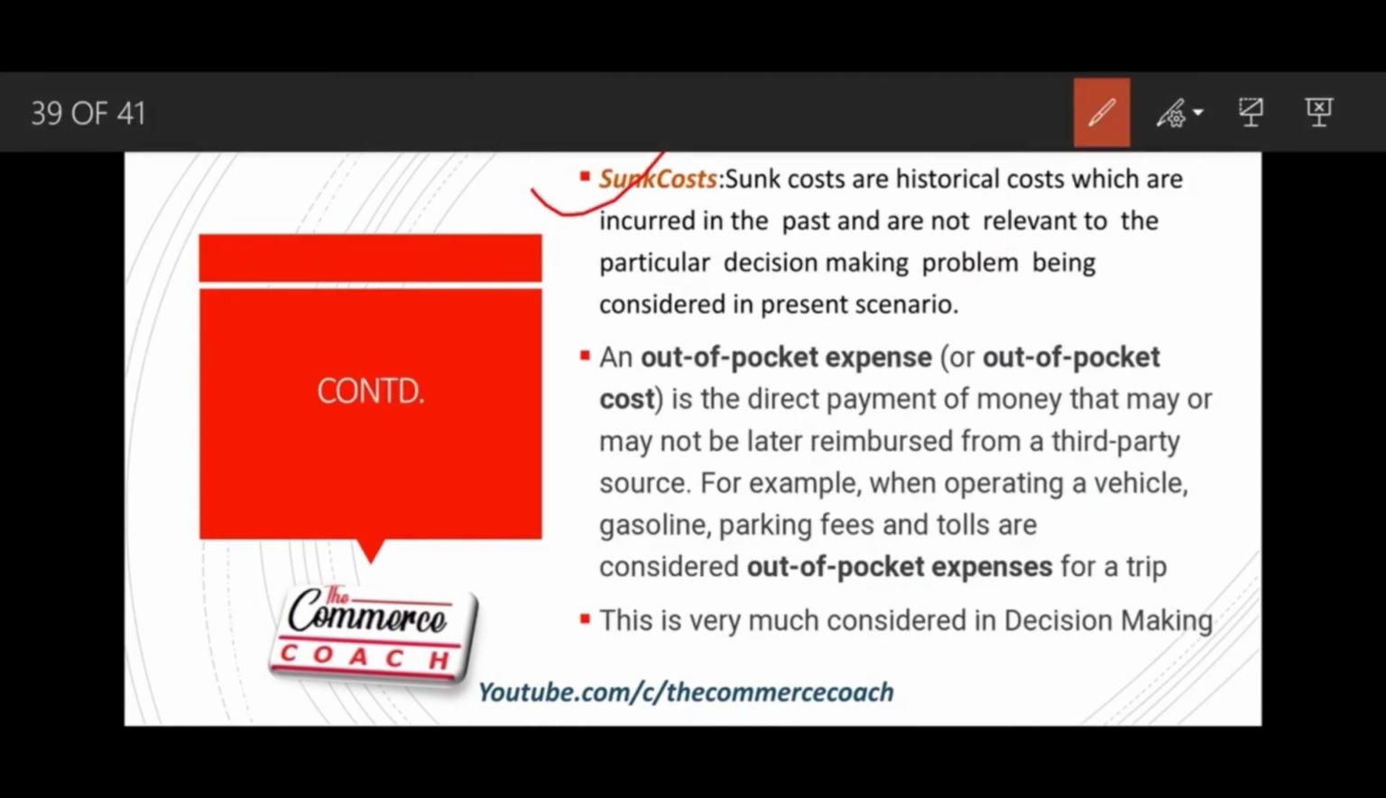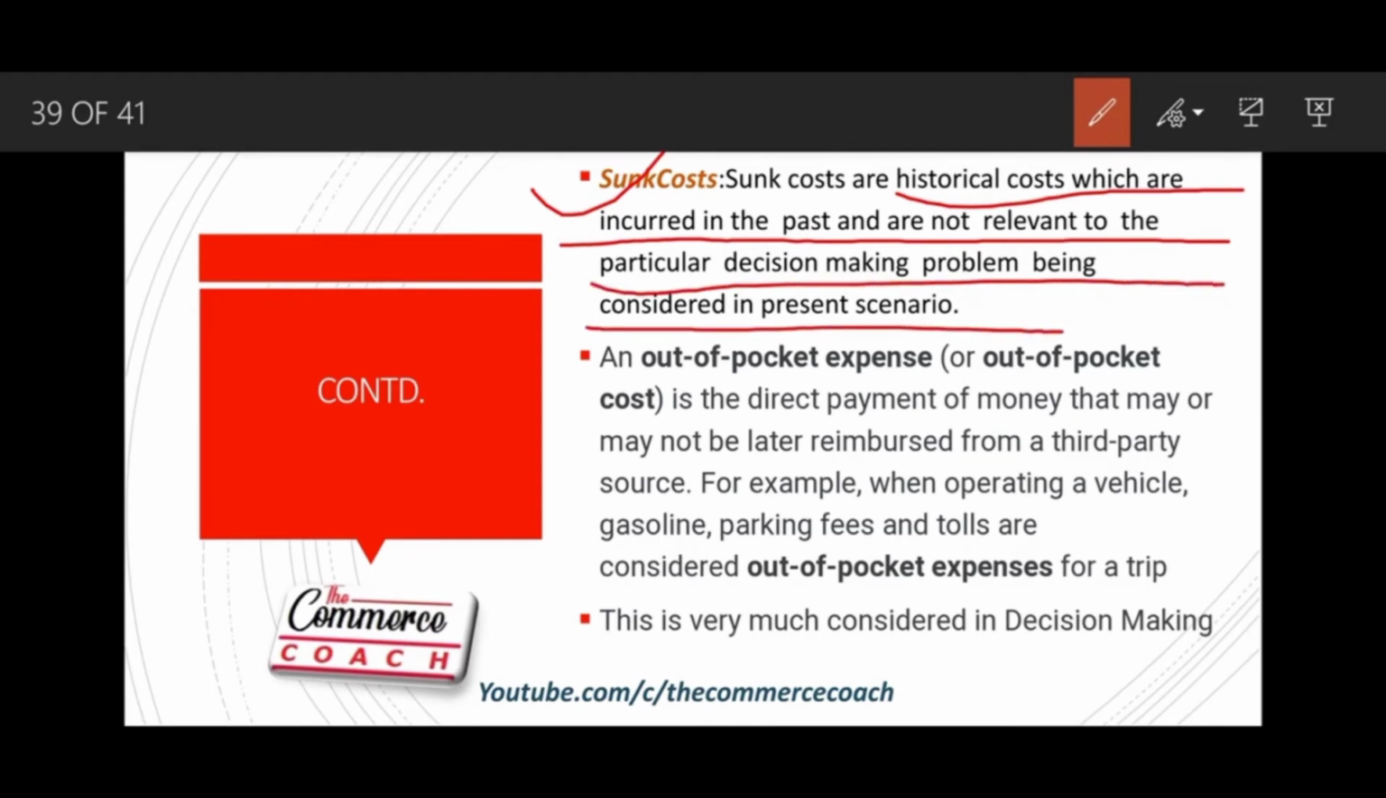Now sunk cost we have already done. Sunk costs are historical costs which are incurred in the past and are not relevant to the particular decision making problem being considered in the present scenario. Because it was incurred in the past, it is not considered in the present scenario.